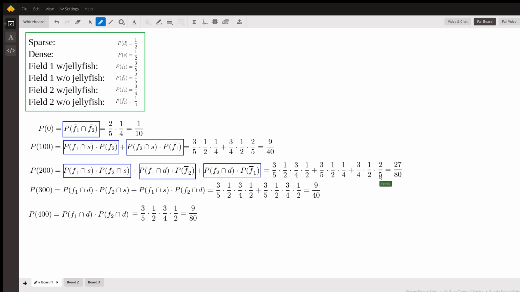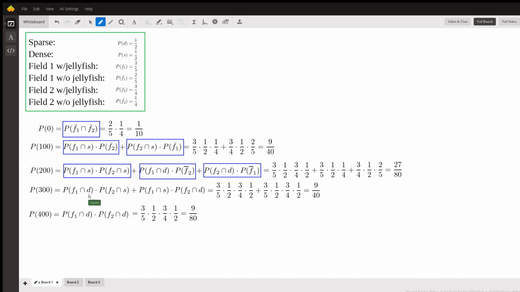Check those numbers. I think they're good, but you should check it. You should try to produce this on your own, by the way, and then check, see if you match mine and see if you catch a mistake of mine. That would be interesting.